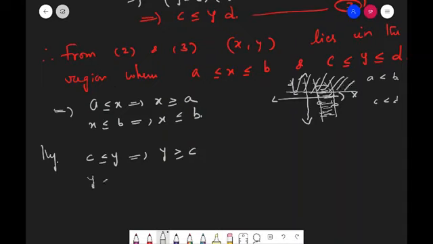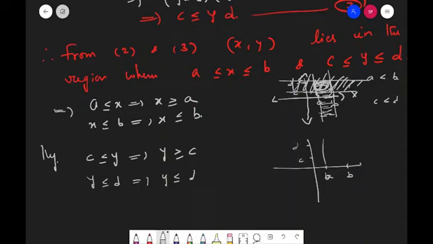And then Y is less than or equal to D. If this is D, so what is the common region? This is the rectangular region. You can say if this is A and this is B, this is C and this is D, then in this area you will have A less than or equal to X less than or equal to B and C less than or equal to Y less than or equal to D.